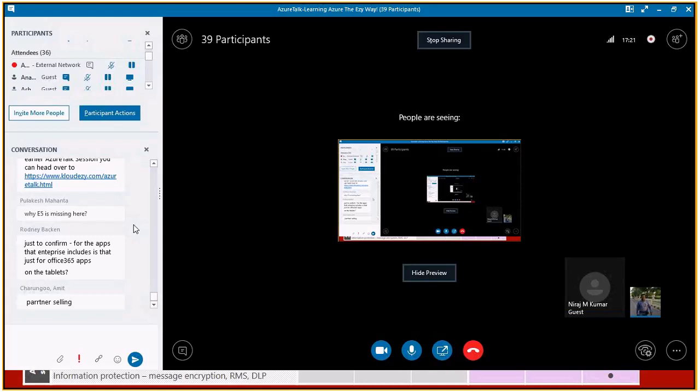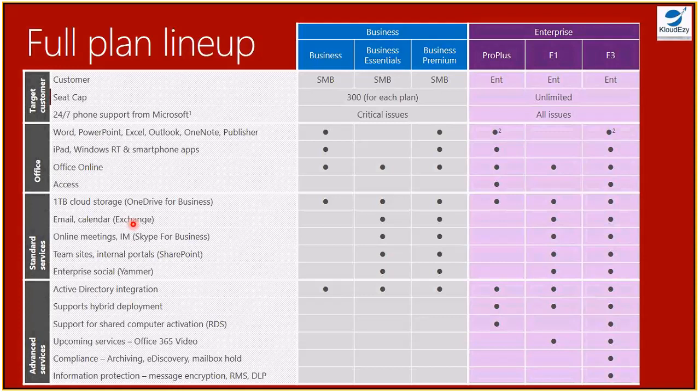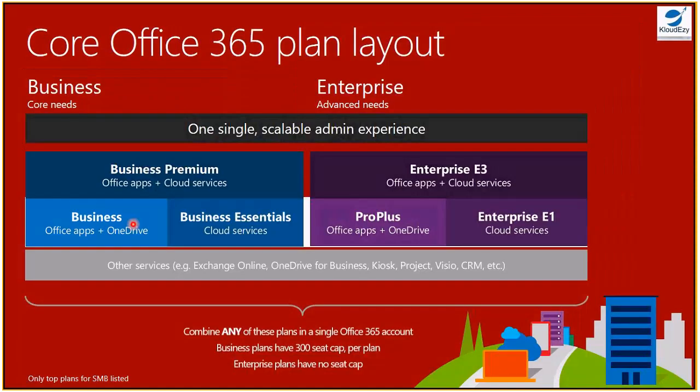Okay, Vijay, one more question. You have put E1 under E3 bucket on your previous slide. I just wanted to understand how we can differentiate E1 and E3. Are you clear with the differentiation between Business Premium, Business Essentials, and Business Open? Yes, I understand that. So it's the same way, right? Enterprise E3 is nothing but a combination of Pro Plus and Enterprise E1. Okay, I got you now.